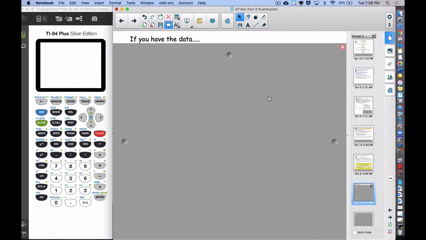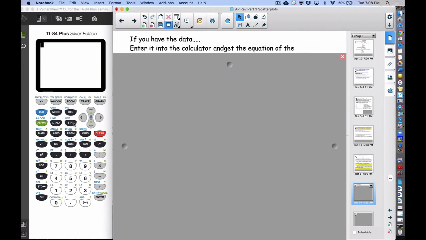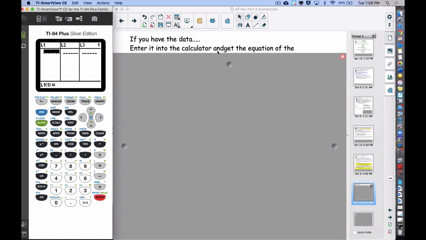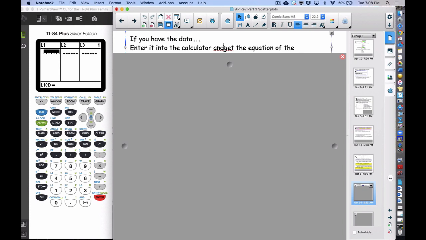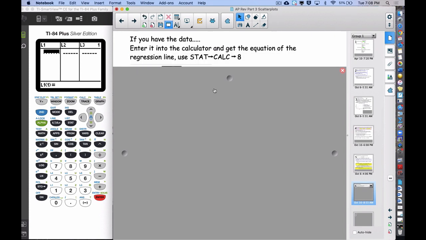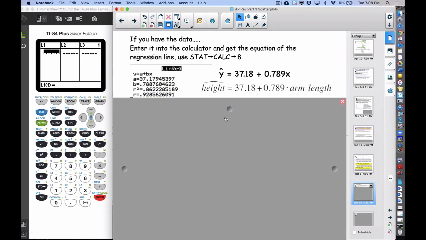So there are two different ways that you might need to write the regression equation. One is if you have the data. If you have the data, enter it into the calculator. So stat enter, and then we're going to put numbers in list 1 and numbers in list 2. And we're going to get the equation of the regression line using stat calc 8. So here's a set of output, this is what your calculator might spit out. If this is what you were looking at and you needed to write the regression equation, we would write y hat, we put the a value first, that's the y-intercept, plus, then we take our slope times x. If they were to give you an equation, they might write it this way.